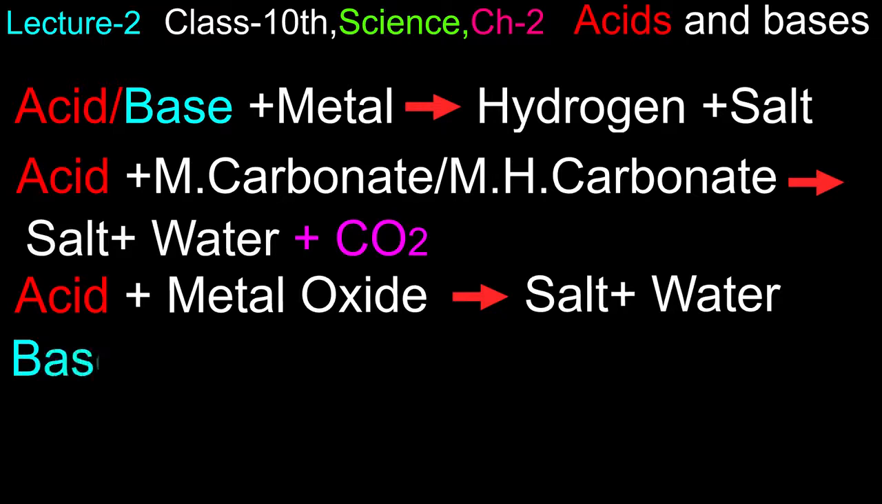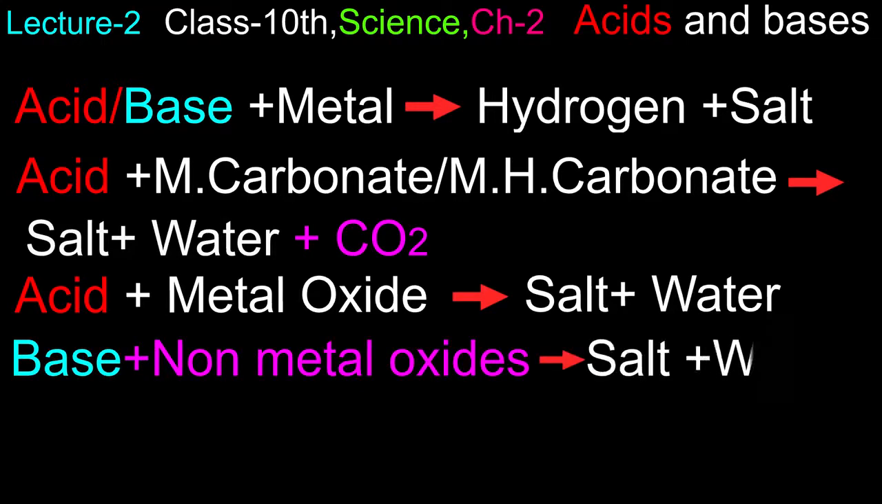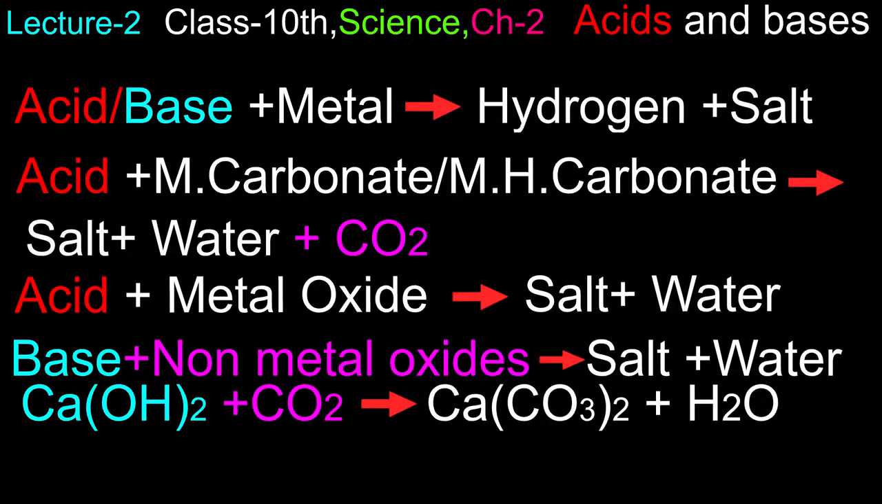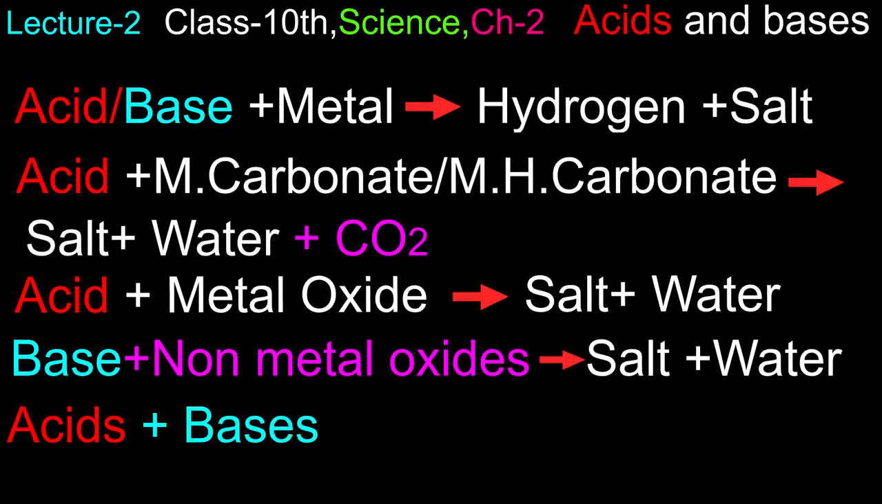Next, you learned that bases react with non-metal oxides to produce salt and water. For example, calcium hydroxide reacts with carbon dioxide to produce calcium carbonate and water. And in the end, we studied that acids and bases react with each other to form salt and water. Acid-base reactions are called neutralization reactions.